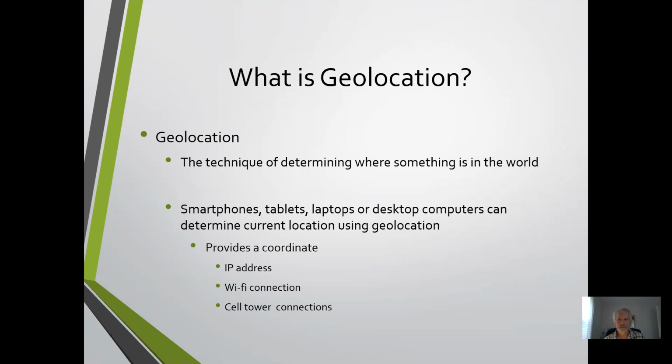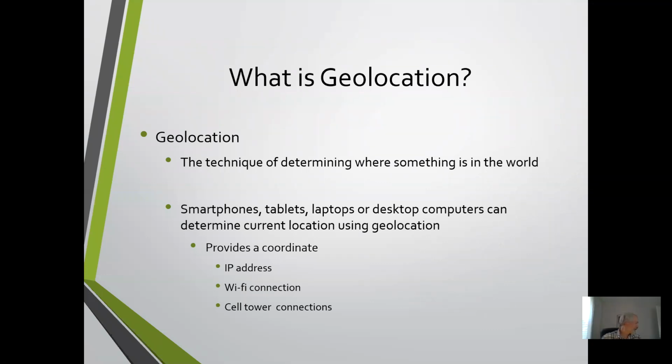So things that you can use for geolocating: smartphones, tablets, laptops, desktops, they can all determine a current location using that geolocation process. So you can provide a coordinate through either an IP address or a Wi-Fi connection or cell tower connections. Now, those aren't going to necessarily be as good. They're going to be a little bit fuzzier than other types of locations.